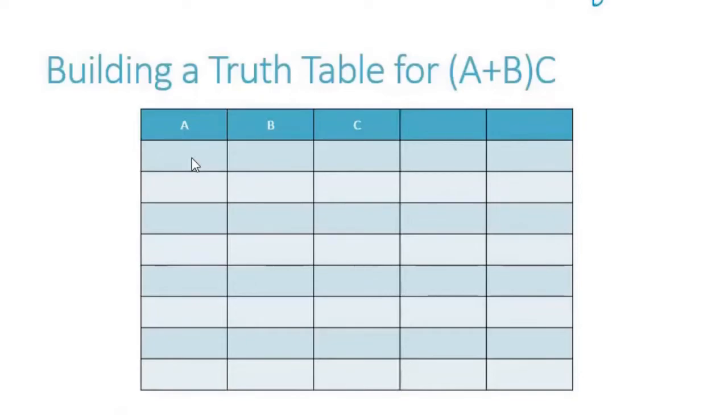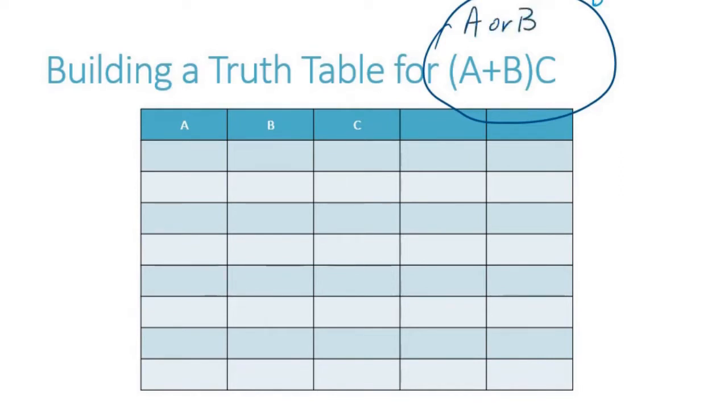Let's build our first truth table. We're looking at this expression here. How do we read this? Well, inside the brackets, and this rule is the same in Boolean algebra as it is in regular algebra, we're going to be looking inside any brackets first. Inside these brackets, we have A plus B, which of course means A or B.